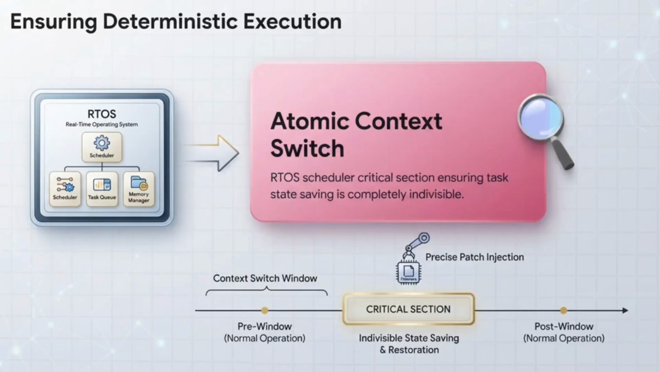So how do you actually inject a patch into running memory without crashing the device? Kintsugi leverages a mechanism called the atomic context switch. This is a critical section within the real-time operating system scheduler. During this precise, tiny moment, saving and restoring a task's execution state is completely indivisible. If you inject the patch exactly during this specific window, the operation is guaranteed to be atomic. The system cannot be interrupted and the firmware state remains perfectly intact.